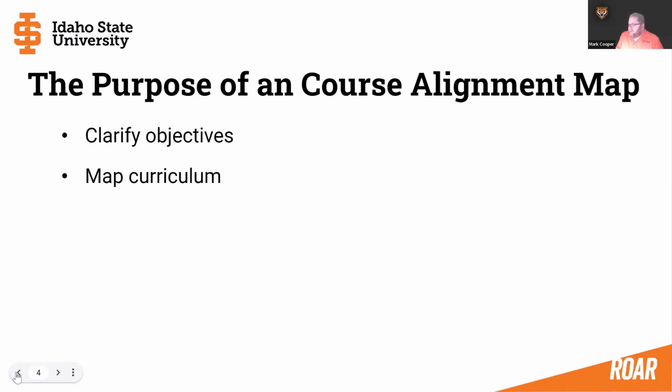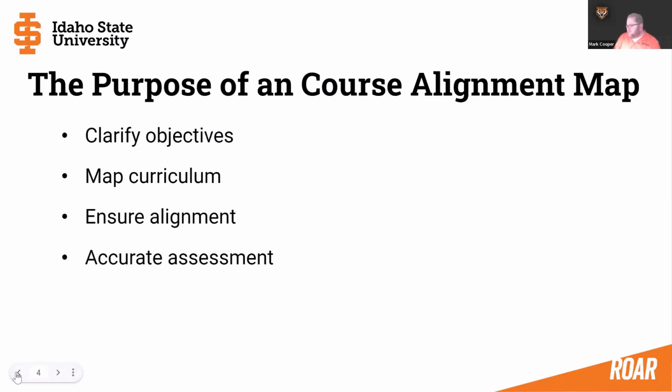Mapping the curriculum, so a visual representation of all the course elements, the assessments, the learning activities, the instructional materials, and the technology, and how they relate to each other. The alignment map also ensures alignment, showing how each of those course elements support the overall learning objectives. And also it provides an accurate assessment. It helps you design your assessments that accurately measure the achievement of the stated learning objectives.